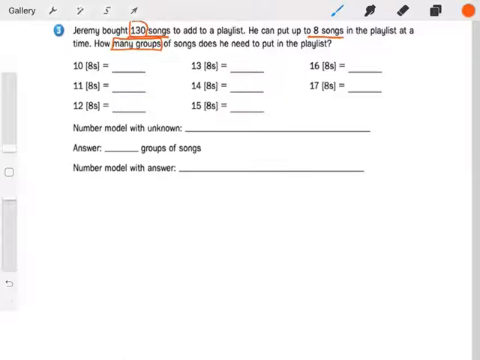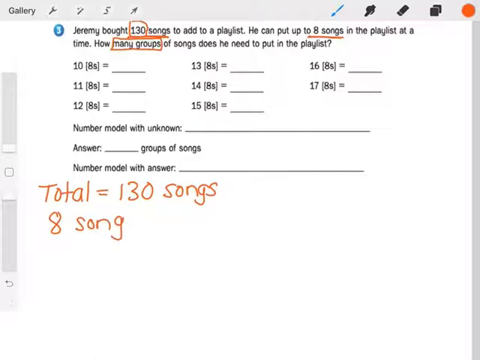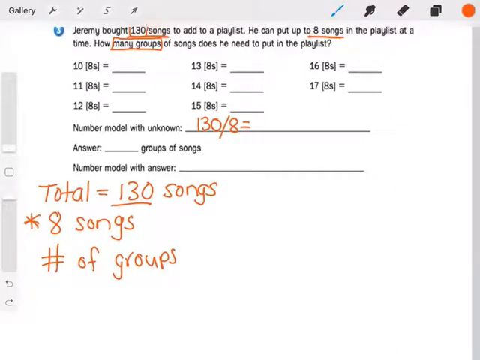So the information we know is, we know that the total is 130 songs. And we know that it's 8 songs at a time. So what we don't know, the unknown, is the number of groups of songs he has to add. How many of these groups of 8 does he have to put in to get 130 songs onto his playlist? So our number model would be 130 divided by 8 gives you, let's do G for groups.